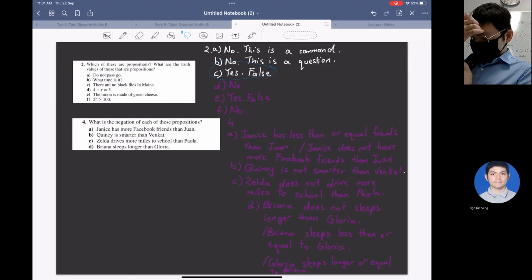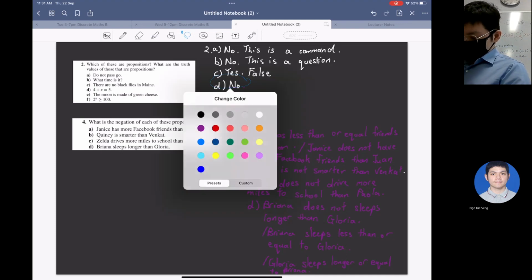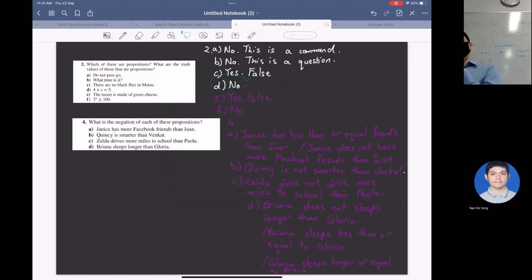Next. 4 plus x equal to 5. Why? You don't know why. Okay. So it's not a proposition because it can be true or false, depending on what x it is. If x equal to 1, true or false? True, right? If x equal to 2, false. 4 plus 2 equals 6. Okay. So because it can be true or false.